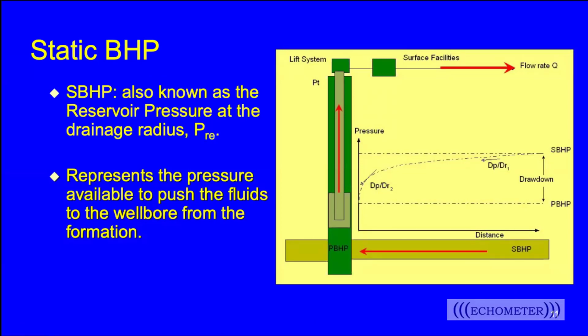So the static bottom hole pressure is also known as the reservoir pressure, and I use those terms interchangeably. But it's the reservoir pressure at the edge of the drainage radius. So it represents the pressure that's available to push the fluids to the wellbore. So if a well is depleted and that pressure is low, we don't have a lot of energy in the reservoir to push the fluids to the wellbore. If we have a strong reservoir, we have a lot of energy available to push that fluid to the wellbore.